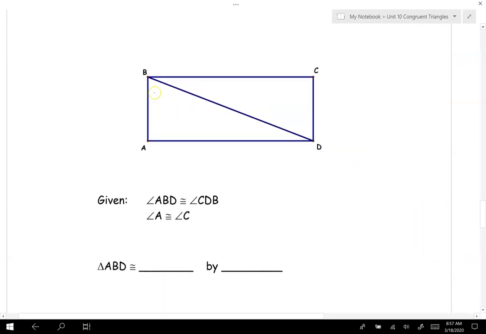Given angle ABD is congruent to angle CDB, and then angle A, and I don't know if it's a right angle, so I'm going to mark it like this, is congruent to angle C. All right, I have the 2 matches, and then we're going to check to see if there's anything else. And I see this side, right? Our reflexive property. BD congruent to BD by reflexive property again.